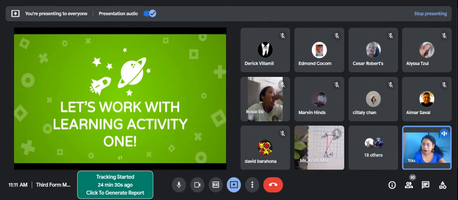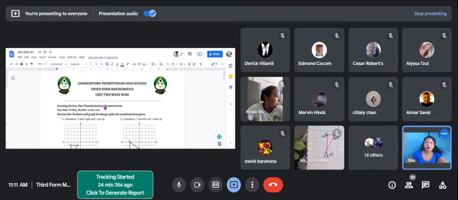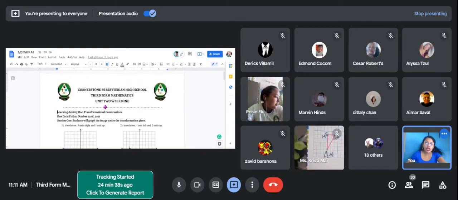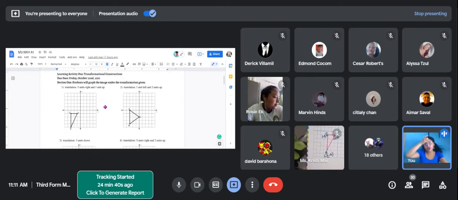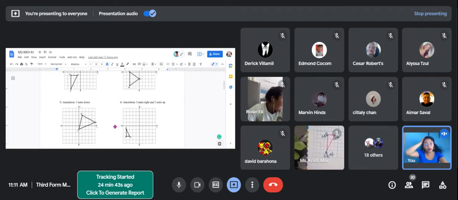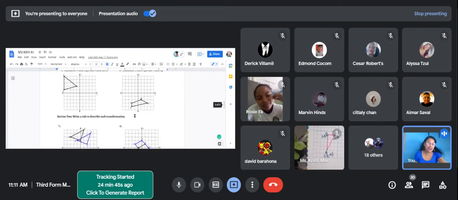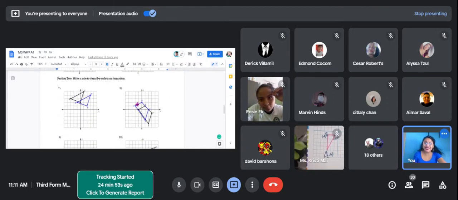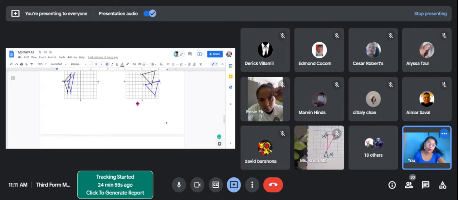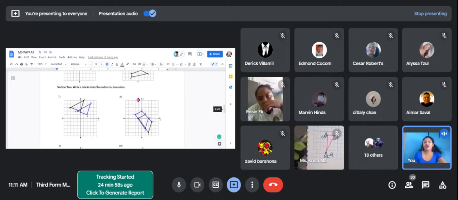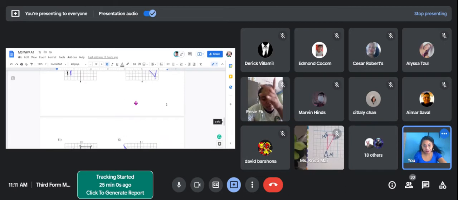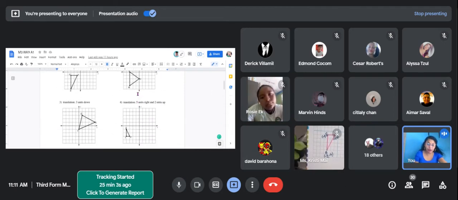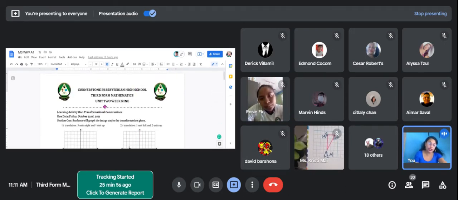Learning activity number 1, which is this one right here, talks about transformational constructions. The first part, you have 1, 2, 3, 4, 5, 6 of them that you have to graph. Graph the new image. And then you have 4 of them that you need to describe the rule. Write a rule. 6 of them where you have to describe the rule of what is happening. So 6 graphing and 6 rules. This is what you have to do for the first learning activity.